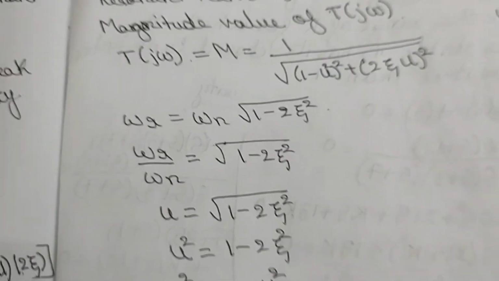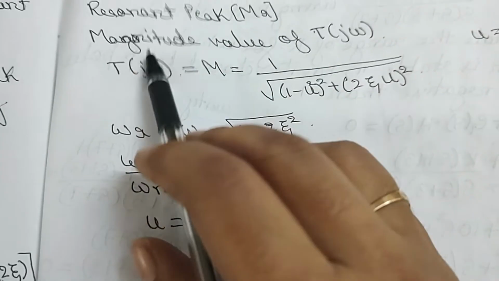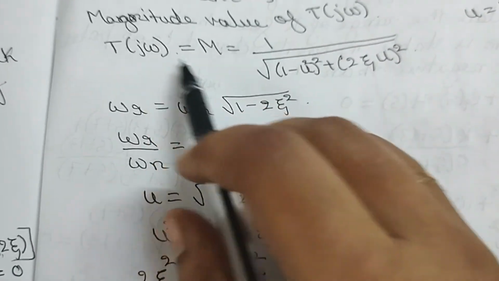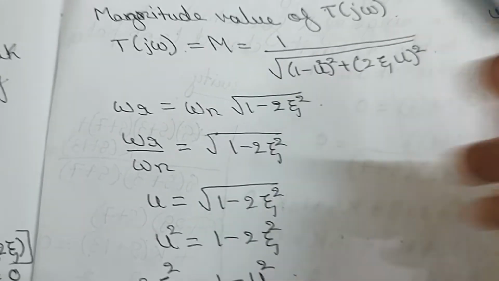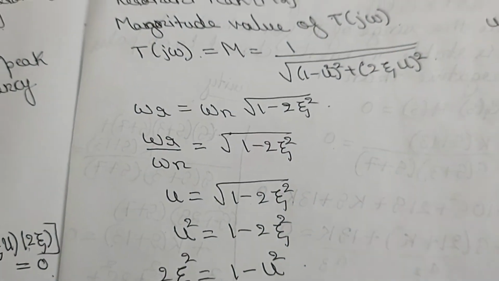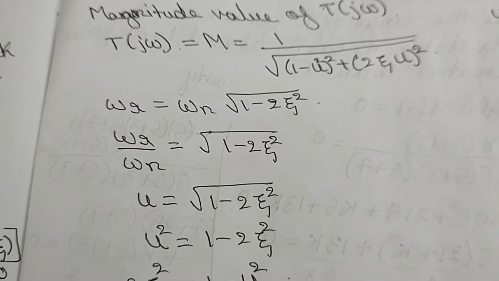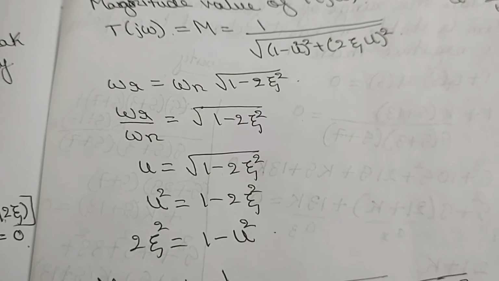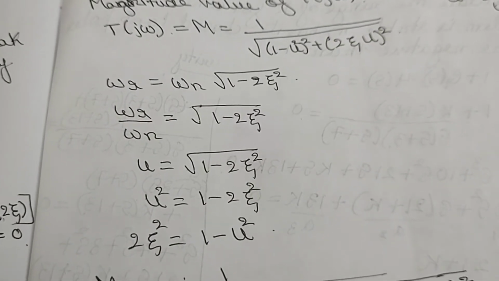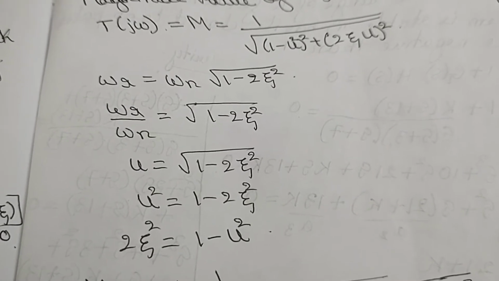The resonant peak, that is, we indicate as M suffix r. Magnitude value of T of j omega, M, equals the standard equation that we got from the second order system. There we have replaced s with j omega, then you will get this equation. After replacing s as j omega, we have taken here omega divided by omega n as u.